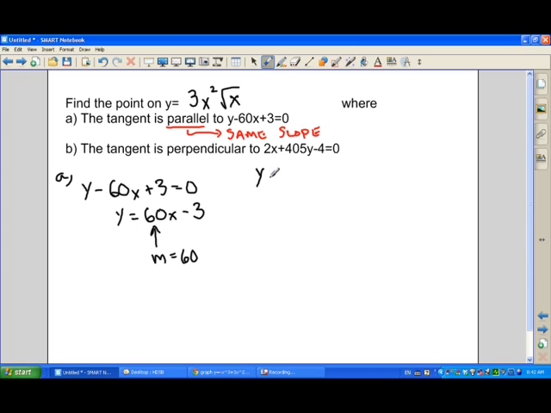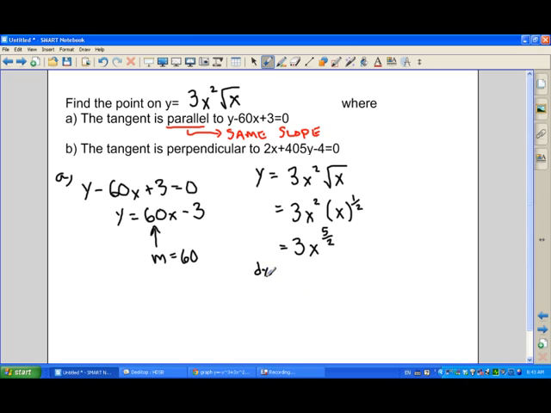So I'll take that equation y, which is equal to 3x squared times the square root of x, and I want to find the derivative of this, but we need to first manipulate this into one term. So the square root of x is the same as x to the power of 1/2. And recall, when you multiply variables together that have the same base, you add the exponents. So this becomes 3 times x to the power of 5/2. And now I can find the derivative.